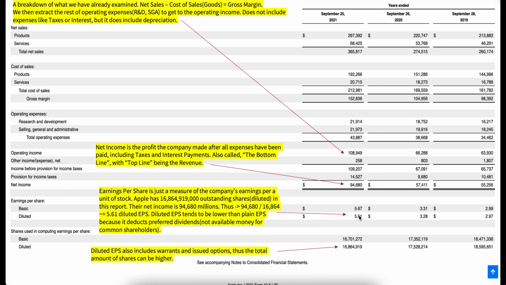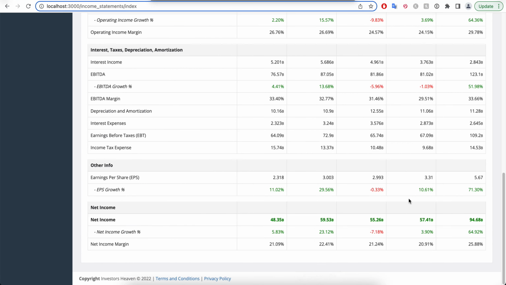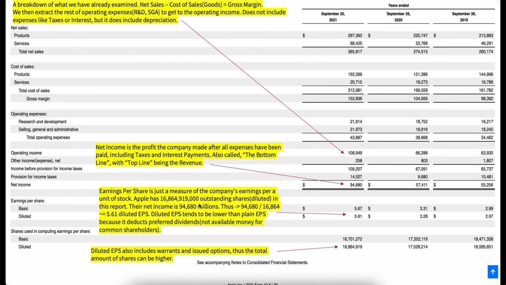Now, diluted EPS tends to be lower than the plain EPS, and this is the diluted outstanding shares. This report will also have the non-diluted amount as well. It's denoted in a specific section. You can find it in the full report. And the diluted EPS actually deducts some of the preferred dividends, for example, because they are not available money for common shareholders. And so the diluted EPS is a little bit more accurate because it extracts those. And so this value here that we have in our tool is the earnings per share, but you can also take a look at the diluted EPS if you really want to.